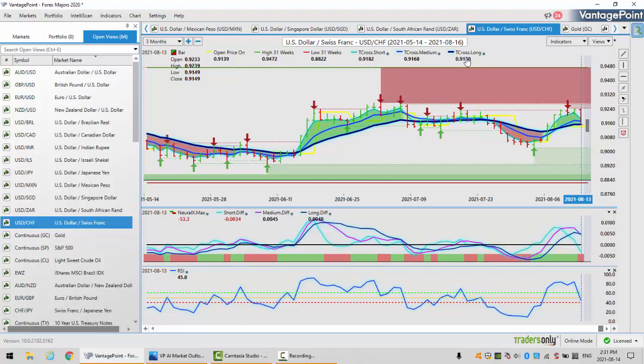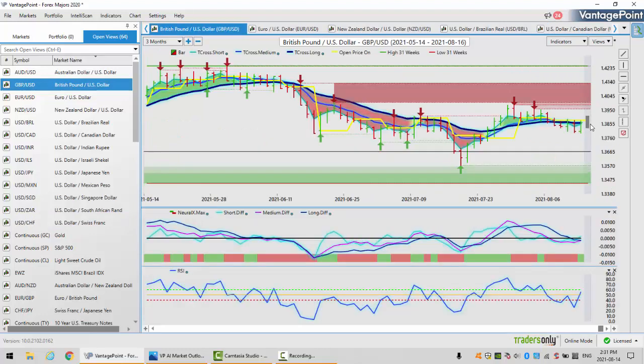So if we break down below that, we're likely going to take another run or another stab at the 90.18 level. It's very likely that's going to happen. The only one that could change the course of this move would of course be the Fed.